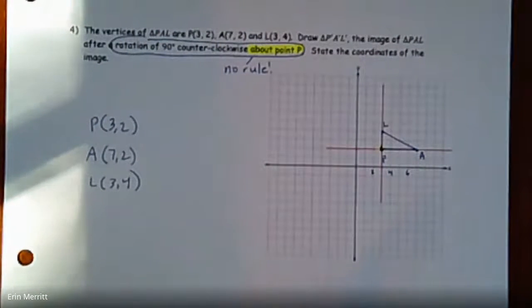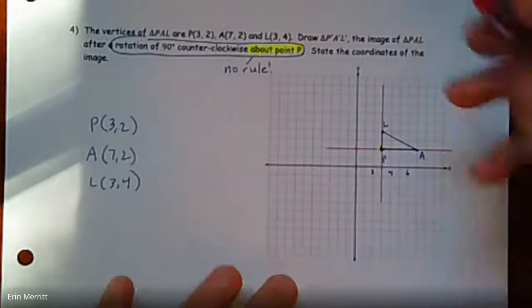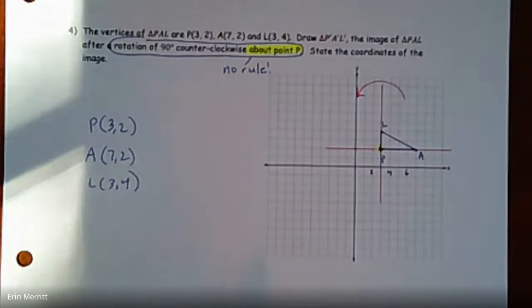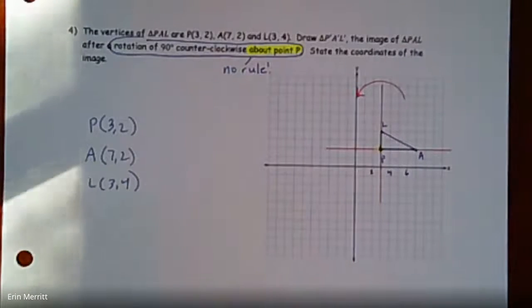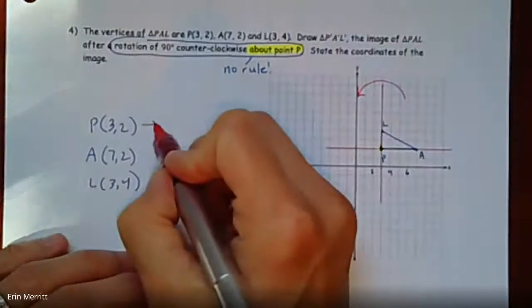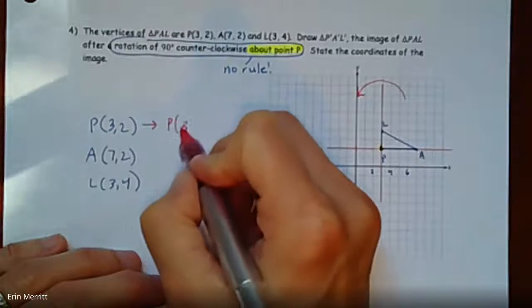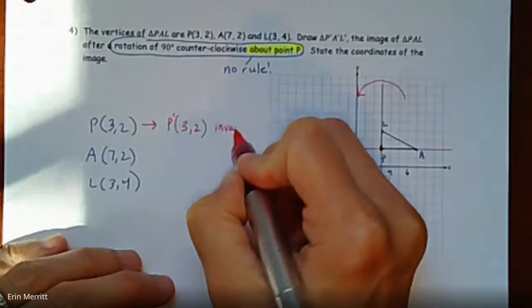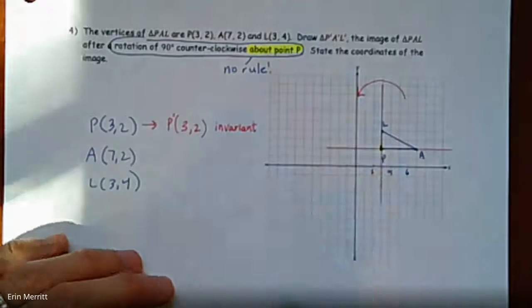So I'm going to kind of retrain my brain. All right, if we now go and rotate counterclockwise, so everything's rotating this direction, the easiest one on here is point P, because if you rotate about the point itself, it can't go anywhere. That's invariant. So that's going to stay at 3, 2. Some good vocab terms right there.